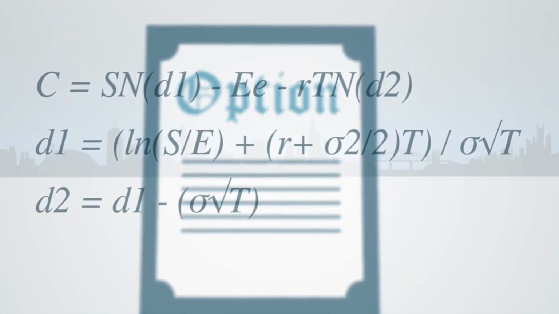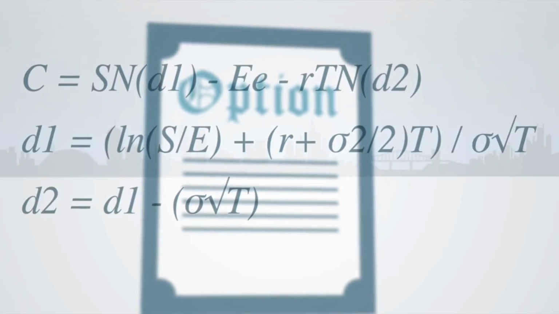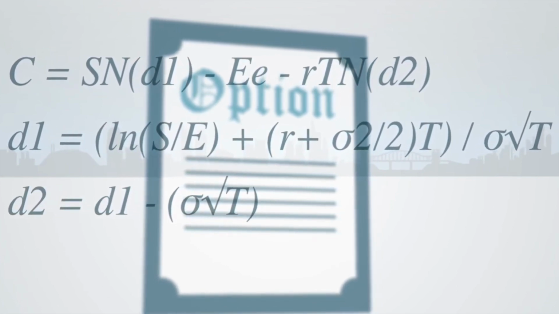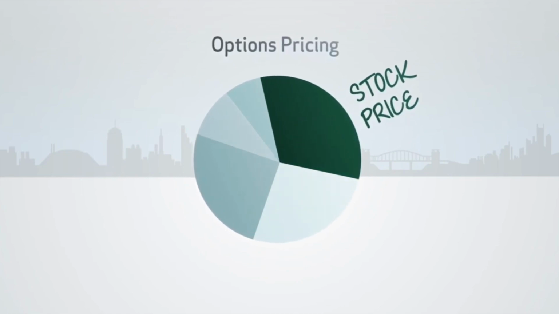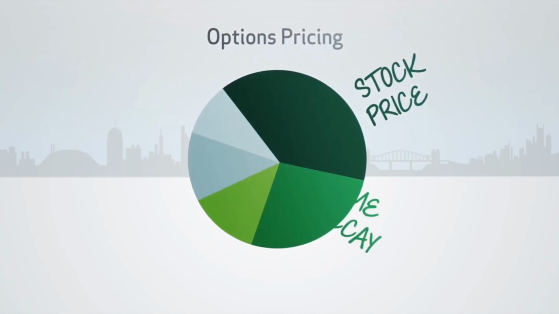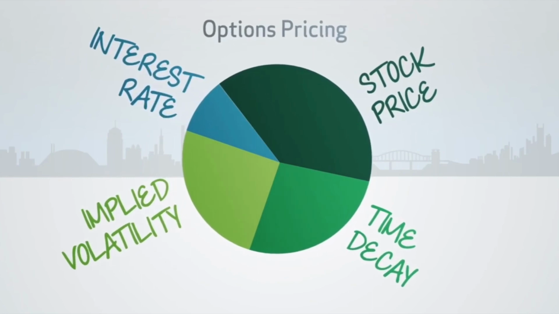The pricing of options is very complex, which is why it's important to educate yourself about options and their risks before you invest. While the biggest change comes from the price of the underlying instrument that the contract represents, there are other forces like time decay and implied volatility that influence options prices.